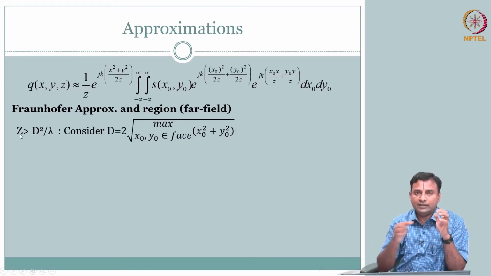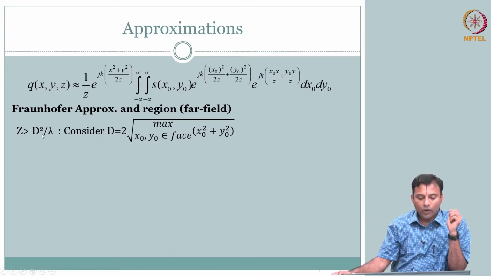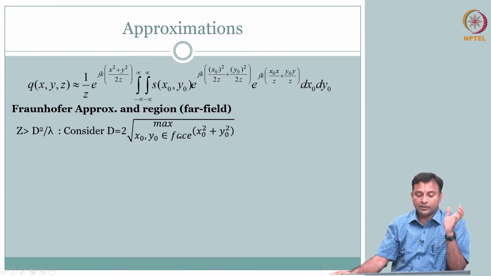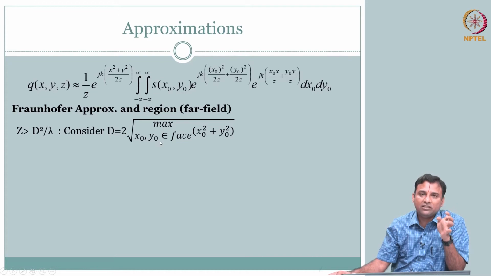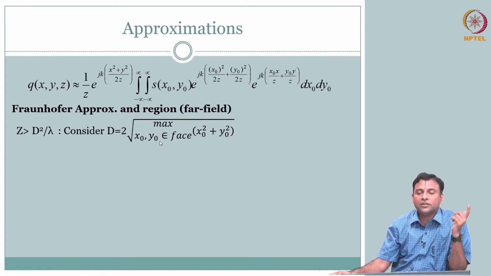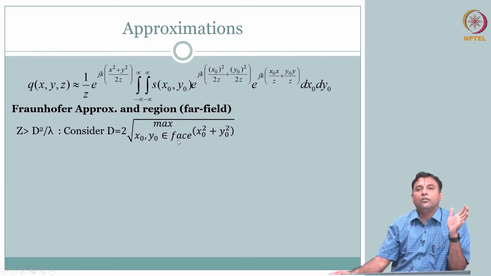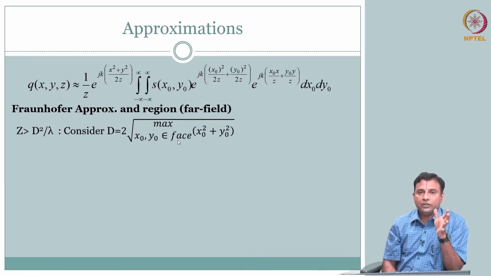So your z, the distance, if it is greater than d square by lambda. What is your d? D is just a dimension. If it is a circle, then it is the diameter. If it is a rectangle, you could take the largest diameter. So this has to do with the dimension of your aperture. Circle is simple, I can just use the diameter. If you have something else, you can still consider it the maximum dimension of the face, the transducer shape that you are using.